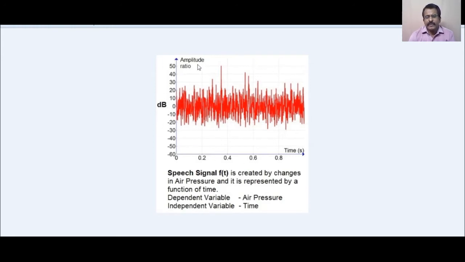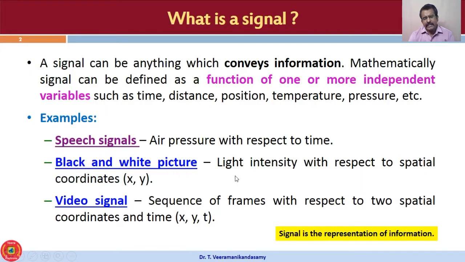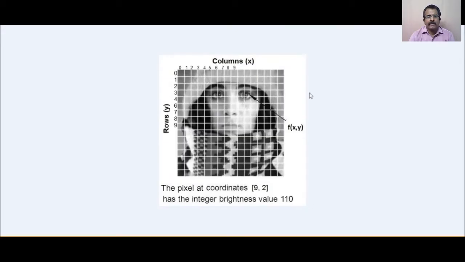So the speech signal f of t, meaning function of the time variable, is created by changes in air pressure or vocal pressure, and it is represented by a function of time. The next example is a black and white picture. The light intensity of the pixel changes with respect to the spatial coordinate. A black and white picture is a signal, and that signal gives a lot of information. So let me show an image.